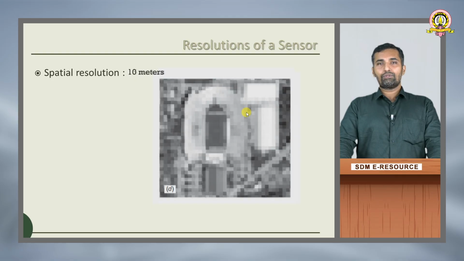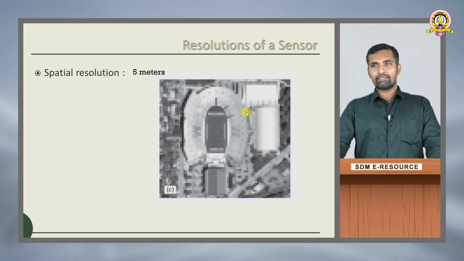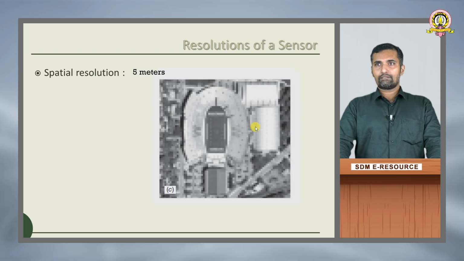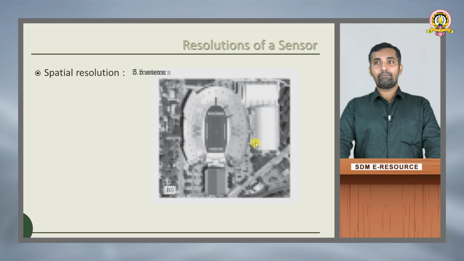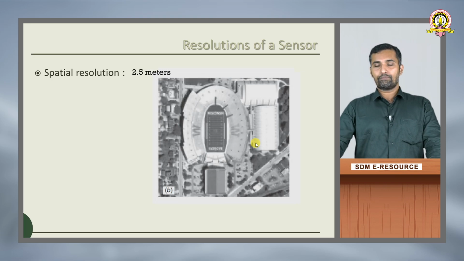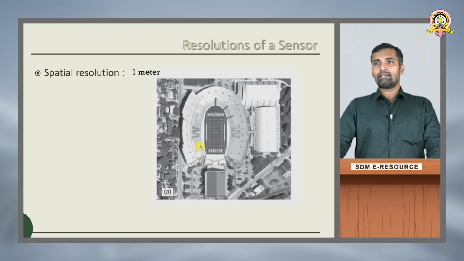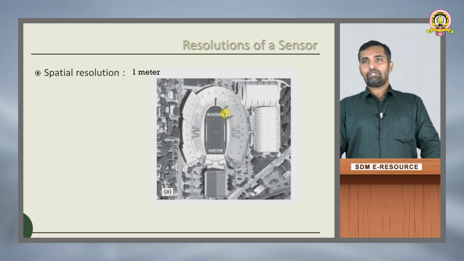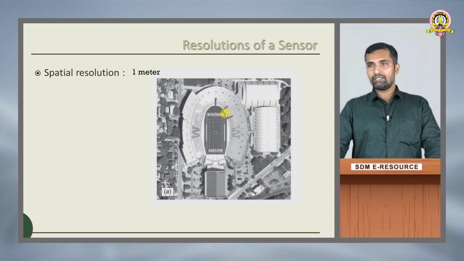Now I will move to the 5-meter resolution image, same area. You can see more information than in the previous image. Next, the resolution of this image is 2.5 meters. It's better than the previous one. Now, the last one, 1-meter resolution. You can read what's written on the right. You can understand it's a stadium, and you can read the writings in the stadium, carpet. It has high spatial resolution. That means the pixel size of this image is 1 meter by 1 meter.